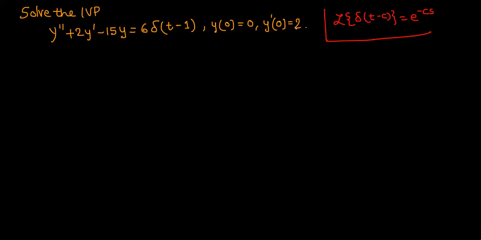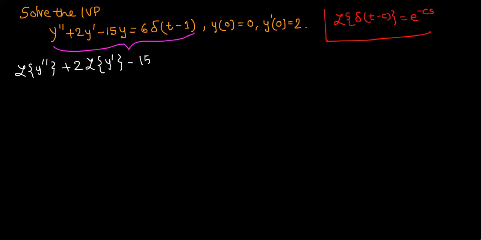Okay, first we take Laplace transforms of both sides of this differential equation. Because Laplace is linear, we get Laplace of y'' plus 2 Laplace of y' minus 15 Laplace of y is equal to the right-hand side, 6 Laplace of δ(t - 1).